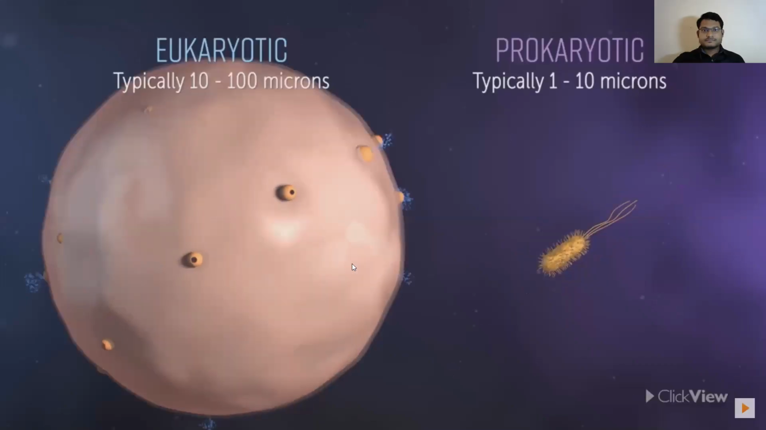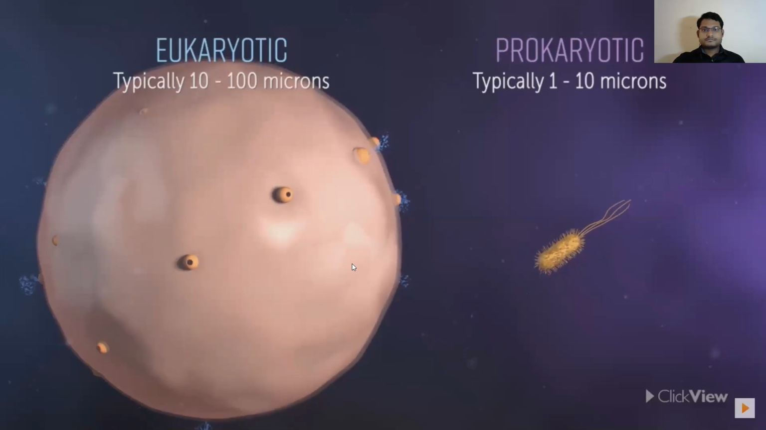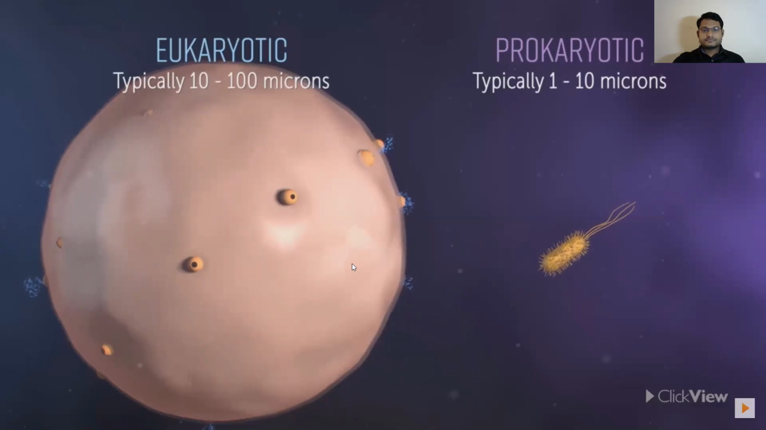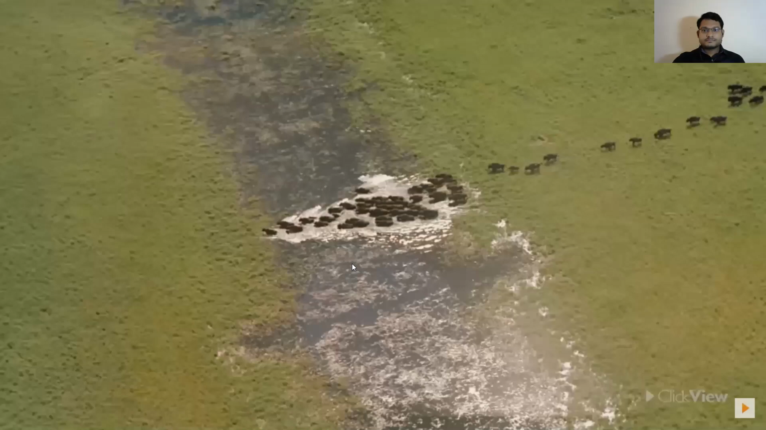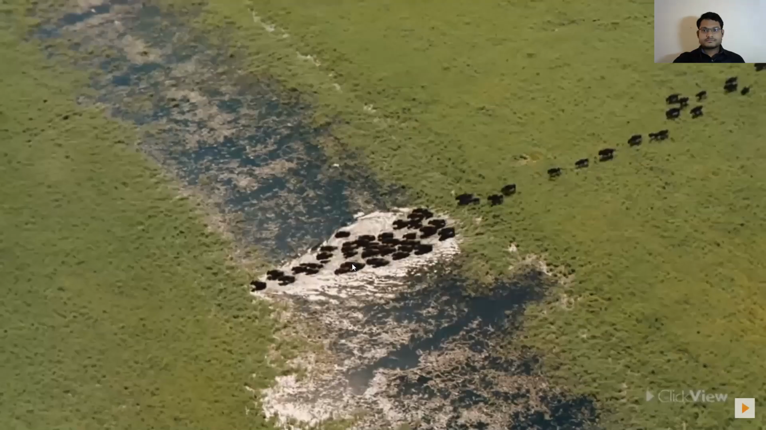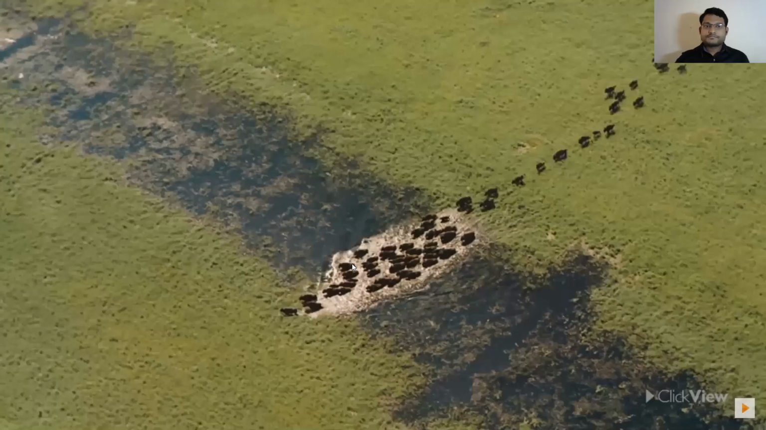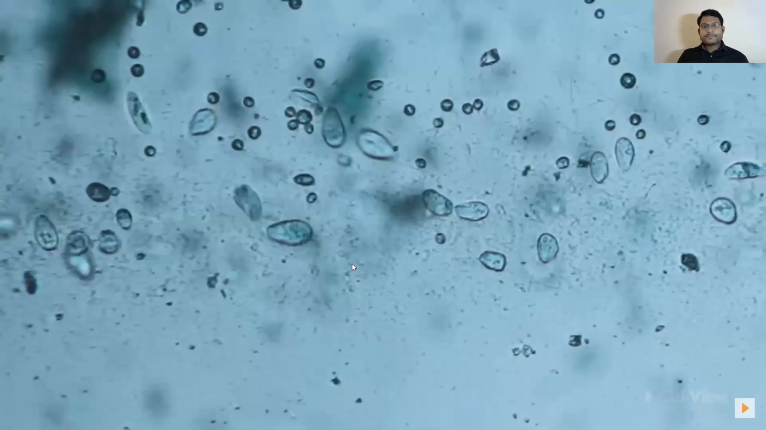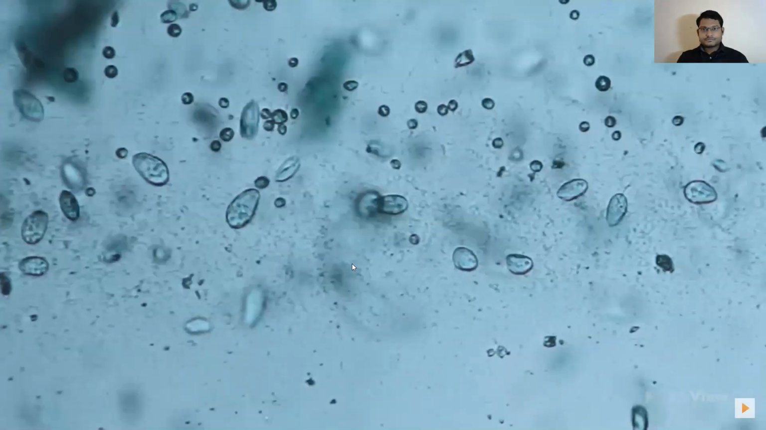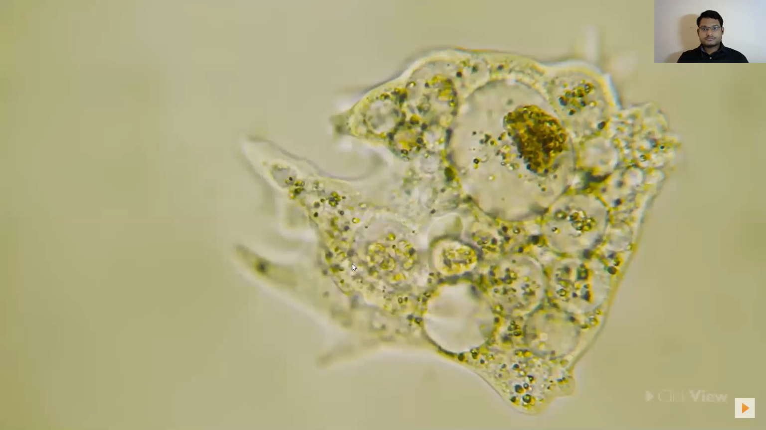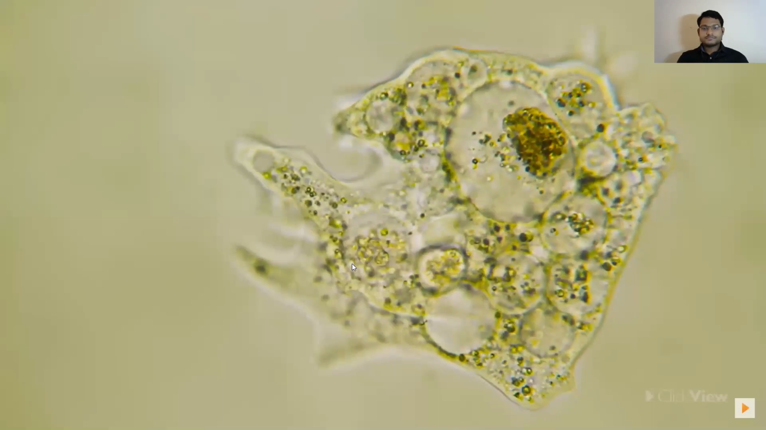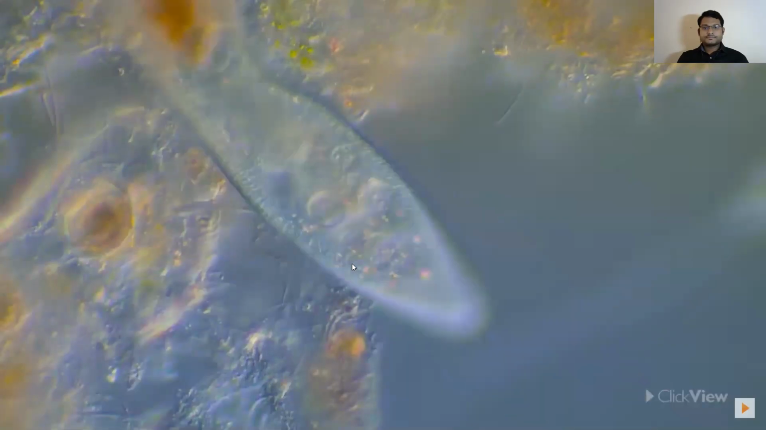Another difference between eukaryotic and prokaryotic cells is their size. Eukaryotic cells are generally larger than prokaryotic cells. Eukaryotes are mostly, although not entirely, multicellular organisms, whereas prokaryotes are always single-celled or unicellular organisms. Examples of unicellular eukaryotes include amoebas, paramecium, and yeast.